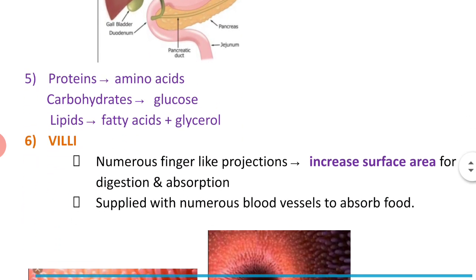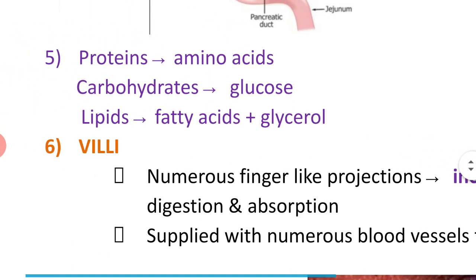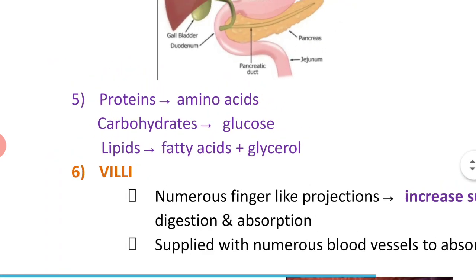We had already discussed that in the small intestine, complete digestion of food takes place. So after the digestion of protein, carbohydrate, and lipid has occurred, the proteins finally are broken down into amino acids, carbohydrates are finally broken down into glucose, and lipids are broken down into fatty acids and glycerol.